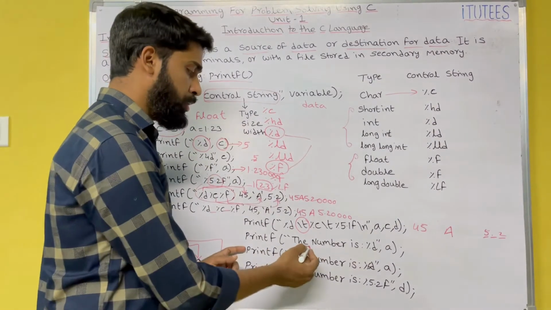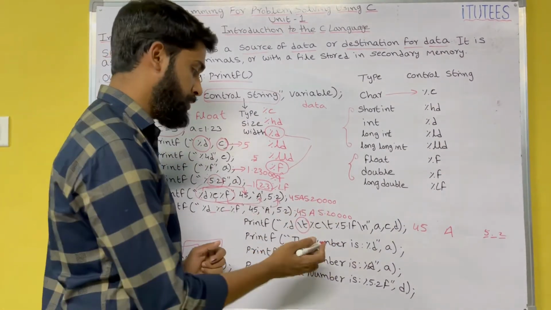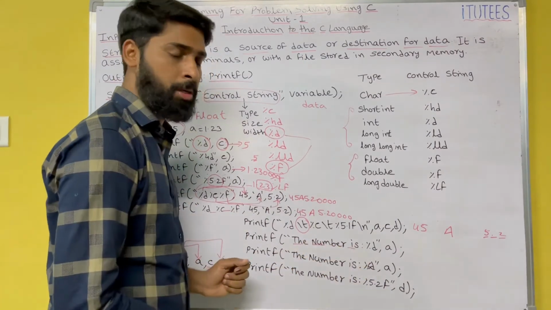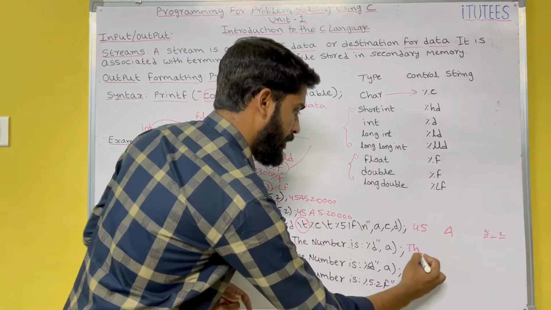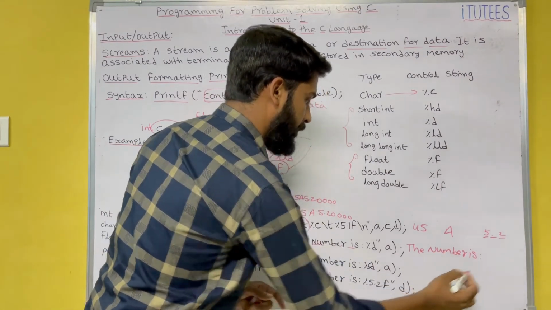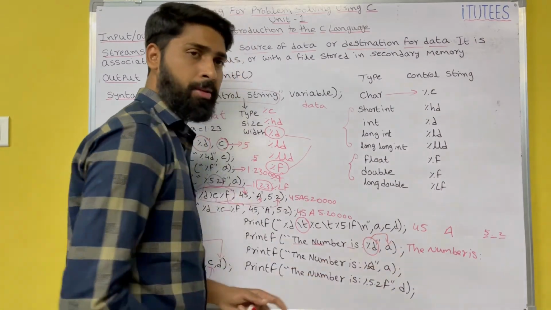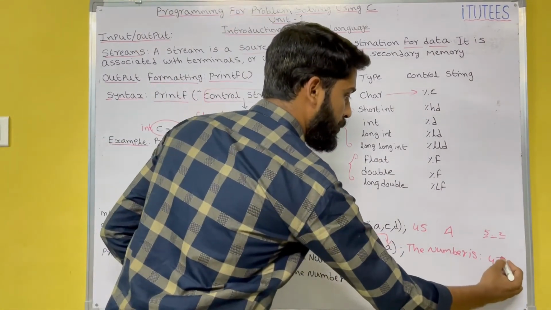Next, you can use a string also. For example, I want to print a value by using some message, "the number is". So it displays the number is, and %d is the control string. This belongs to a. What is the a value? 45. It displays 45.